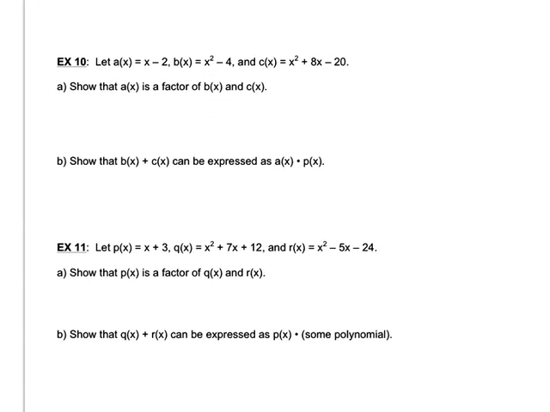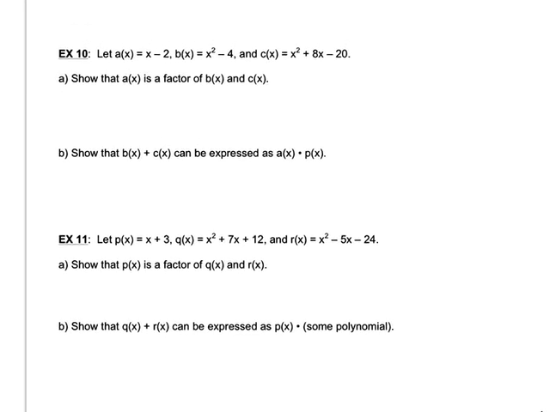Okay, so examples 10 and 11 really are the summary of what I want you to be able to do out of section 4.1. We're applying all of these theorems and ideas about divisibility and factors to polynomials. So we have three polynomials: a of x, which is x minus 2, b of x, x squared minus 4, and c of x, x squared plus 8x minus 20. It is saying first to show that a of x is a factor of b of x and c of x.